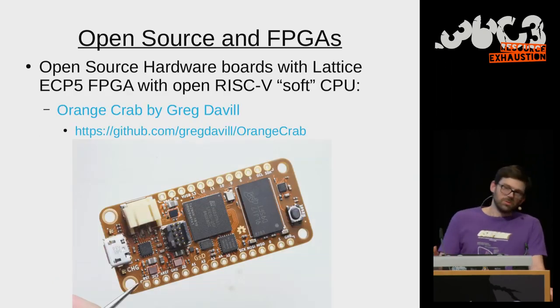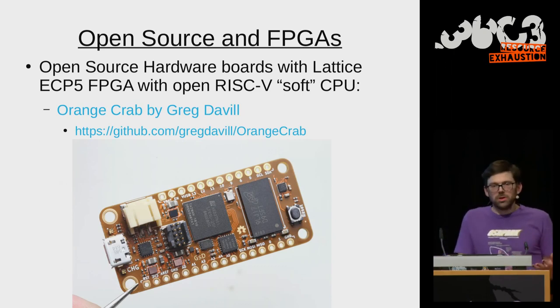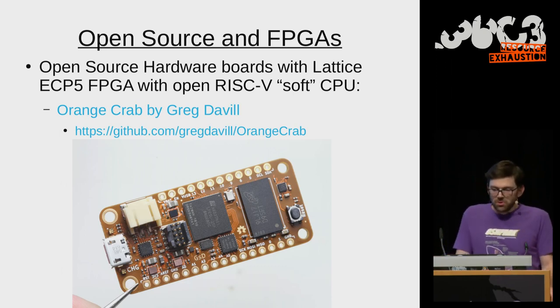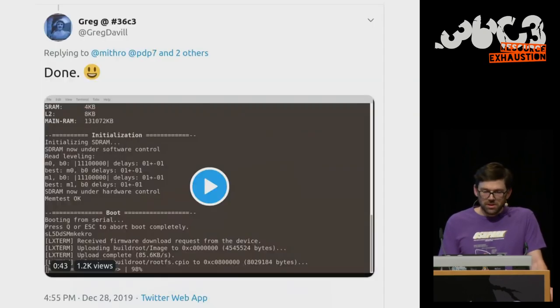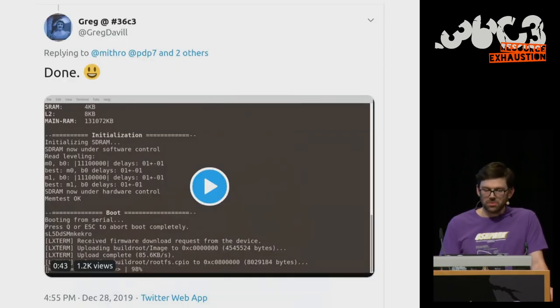So why is this important for Linux? Well, if we have an FPGA that's capable enough, we can put a soft core in there, and then we can potentially run Linux on that soft core. Greg is here at Congress, and he designed this really cool board, also in the Adafruit form factor, called the OrangeCrab. And actually, yesterday, he got Linux to run on it, which was really fun. This is an open source hardware board. You can download the designs of the board, and it's using a soft core in an FPGA to run Linux.